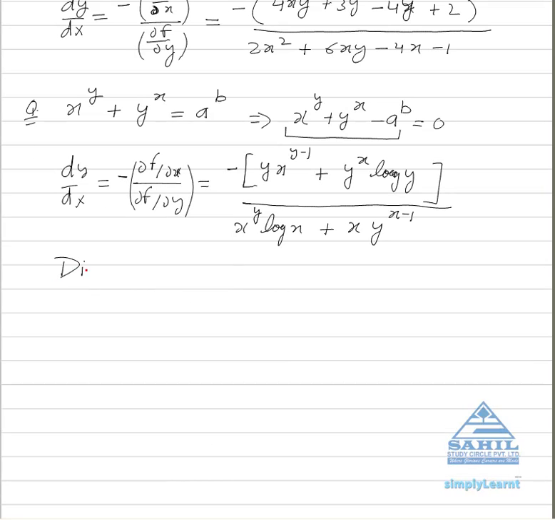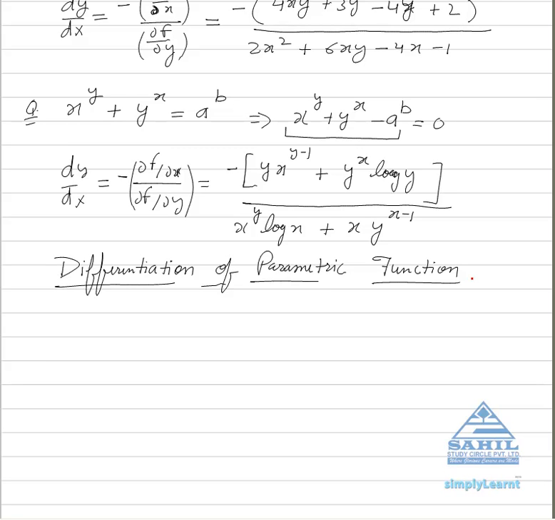That is, differentiation of parametric functions. That is again an easier process, but in your 12th examinations you just find out the dy/dx. What if you want to find out d²y/dx²? Then what is the situation?